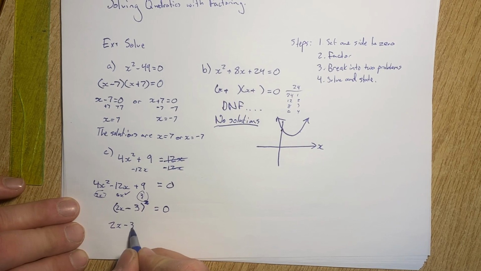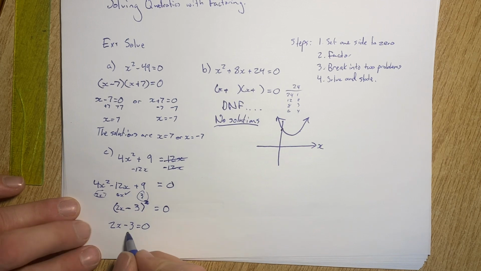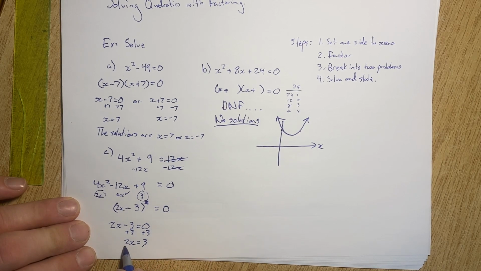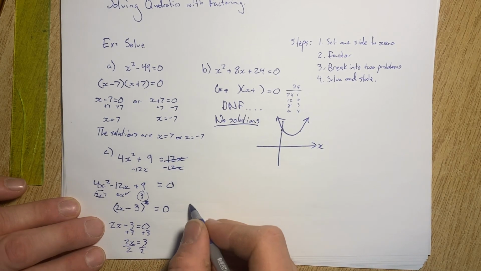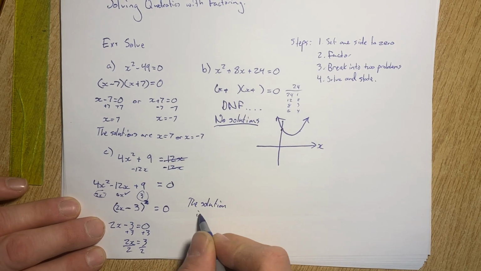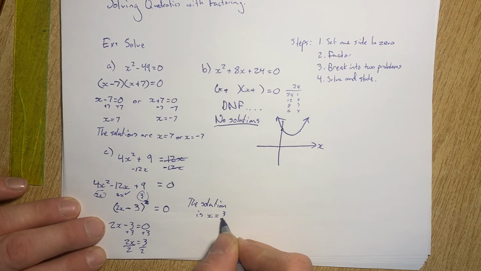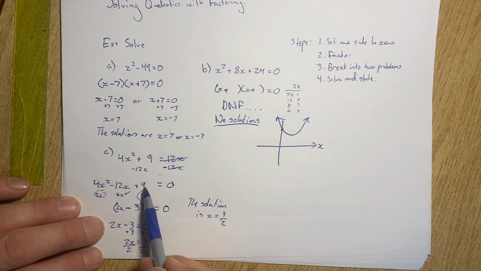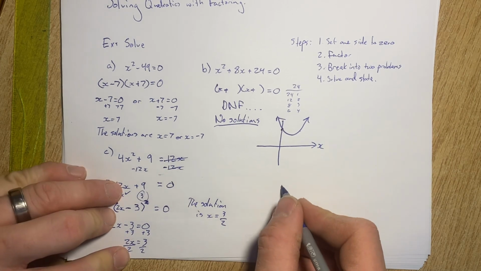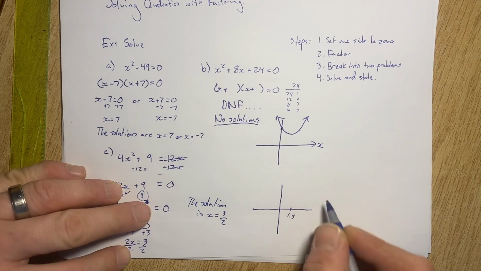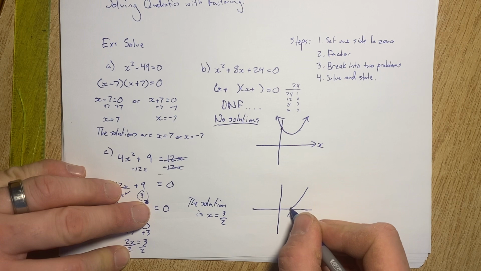So I need this factor to be equal to 0. To solve for this, I'm going to add 3 to both sides, which will get me 2x is equal to 3. And my very last step is I'm going to divide by 2. So that means the solution is x equals 3 over 2, or about 1.5. And if you were to draw this particular quadratic right here, what you would end up seeing is at 1.5, it would just touch the x-axis.